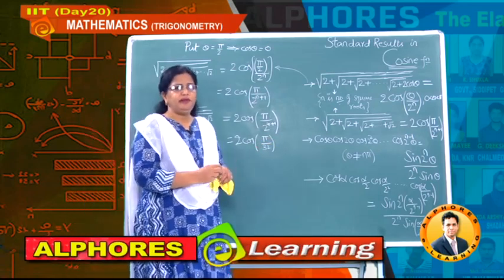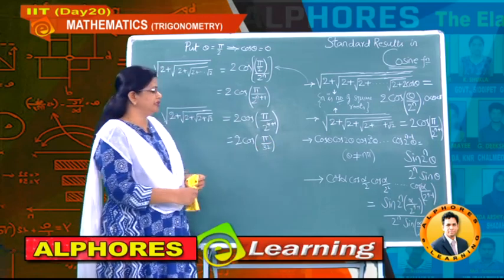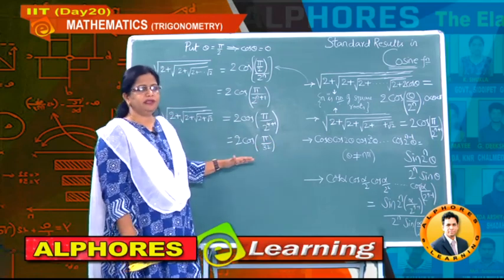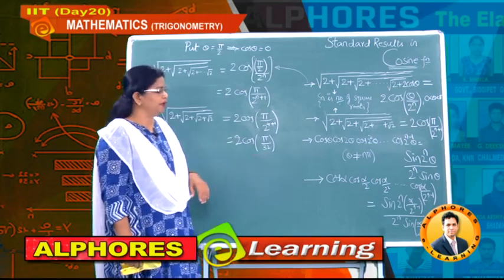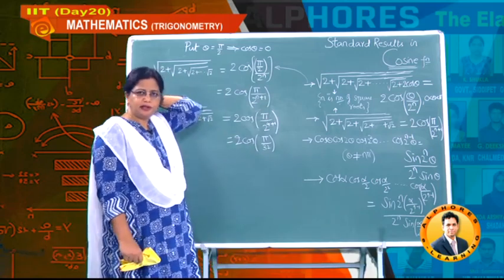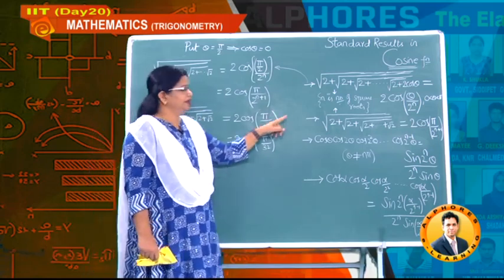If it is a known value you could write the answer, whereas if it is in this way, then options also they give like this itself. Understand students? So easily you can write the answer by using the formula like this.